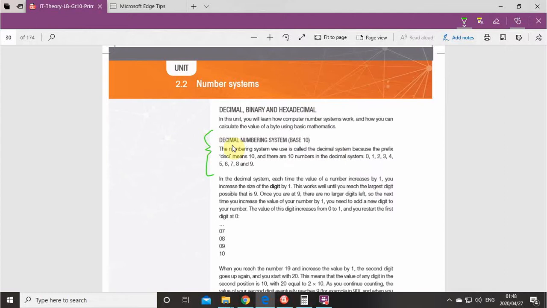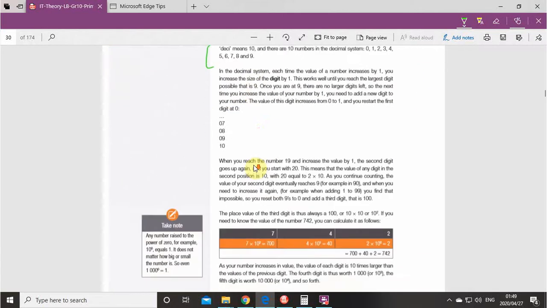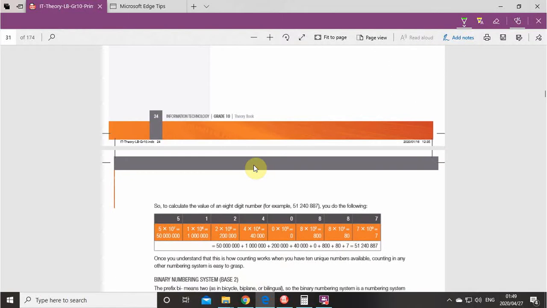Okay, so the decimal number system has the base of 10. The numbering system we use is called the decimal system because of that prefix deci, which means 10. So just remember deci, 10, means base of 10. And obviously there are 10 numbers in the decimal system, which range from 0 all the way to 9. Okay, so it's not 1 to 10, it's 0 to 9.